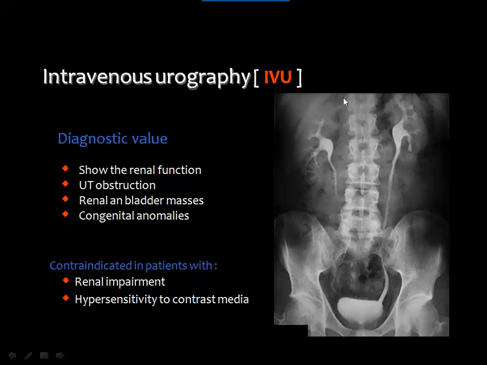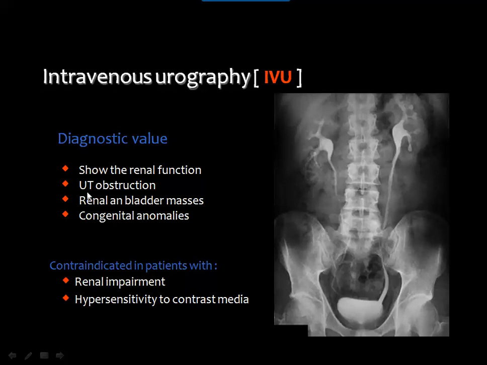Then what are the values of intravenous urography? They show the renal function, and you can see the excretion by both kidneys and the concentration. And one may say, I can have an idea about the renal function by laboratory evaluation. But you know that one kidney can produce normal laboratory functions of the kidney, while the other kidney is not working at all. And then you need this examination to show the function of both kidneys.